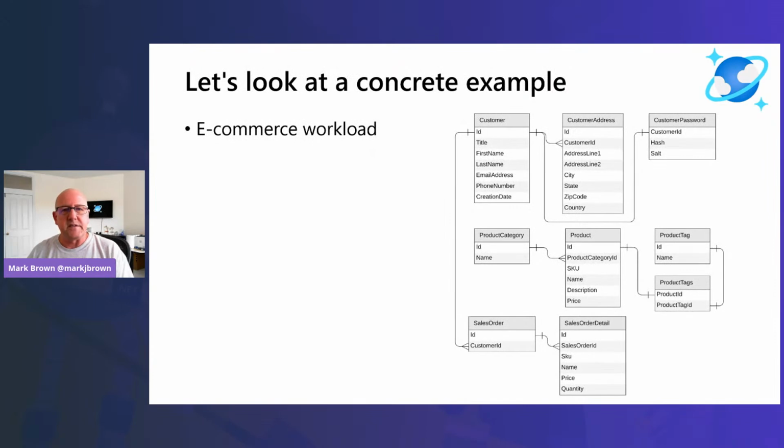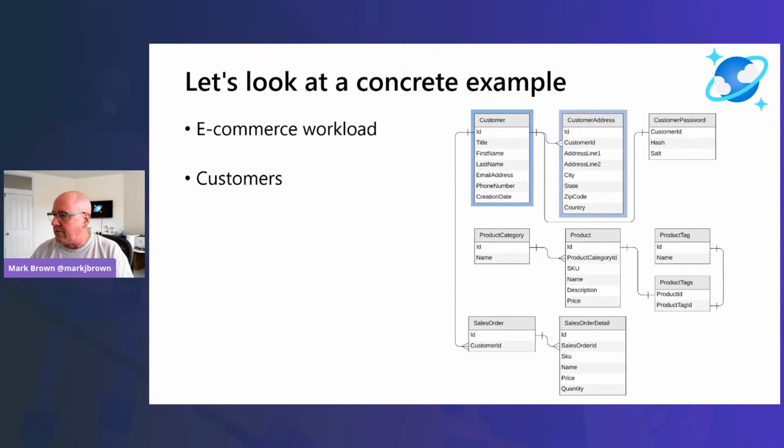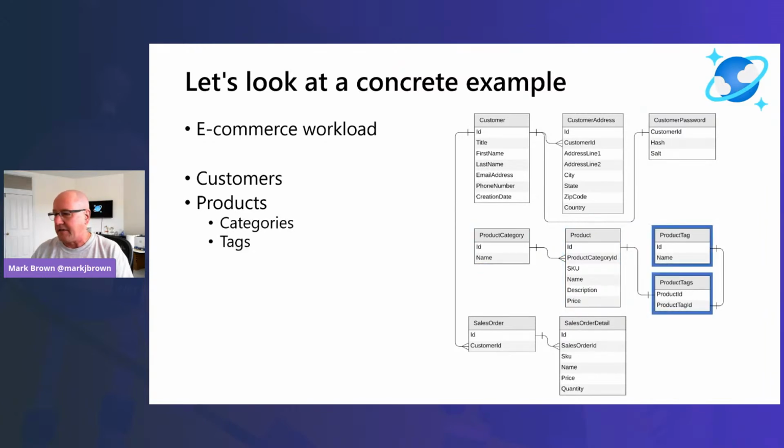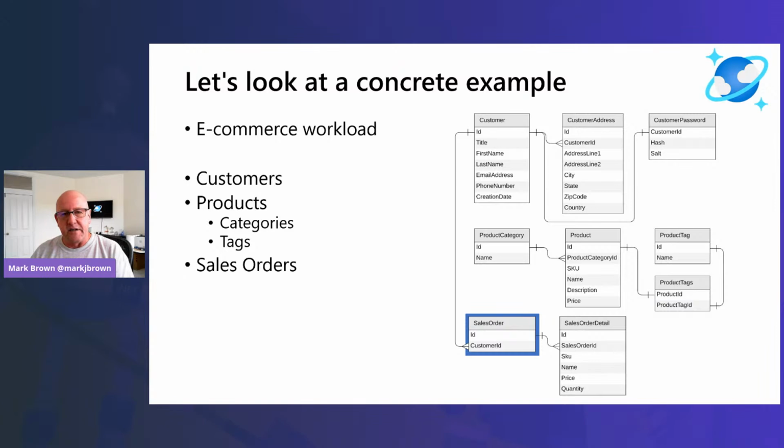Okay, so let's put this into practice. I'm going to spend the rest of this session taking a relational database that anyone familiar with SQL Server should know, the AdventureWorks 2017 database. Well, actually, we'll just take a small part of it. These tables represent the canonical e-commerce workload, if you will. We've got customers with the customer table, customer address, and customer password. For the products, we've got the product table, and then there are product categories and product tags. And finally, we have our sales orders: the sales order header and also the sales order detail.